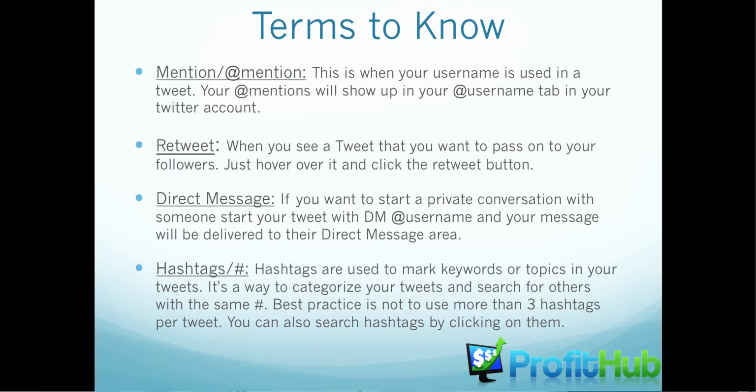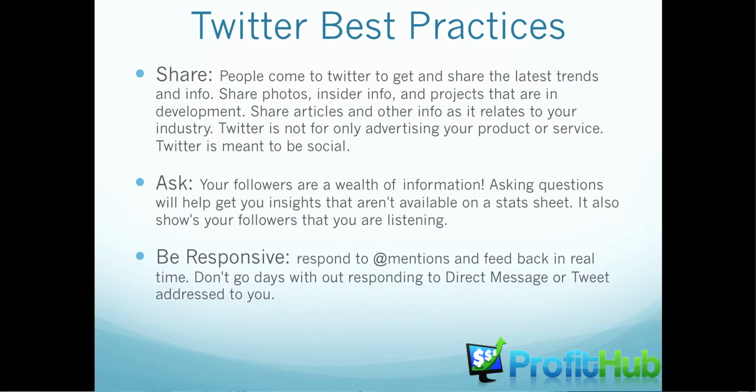Hashtags are used to mark keywords or topics in your tweets. It's a way to categorize your tweets and search for others with the same hashtag. Best practice is to not use more than 3 hashtags per tweet. You can also search hashtags by clicking on them. Hashtags are pretty powerful ways to categorize your tweets and also include your tweet in trending topics. So we'll go over that in some more depth later in this video.